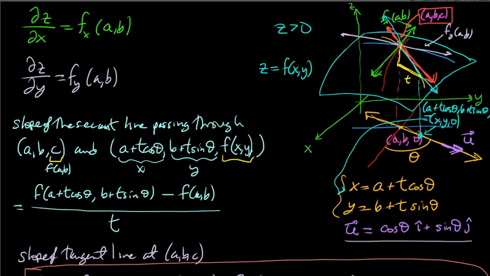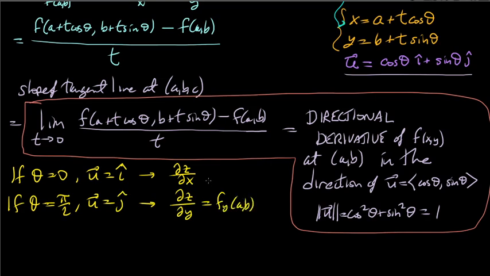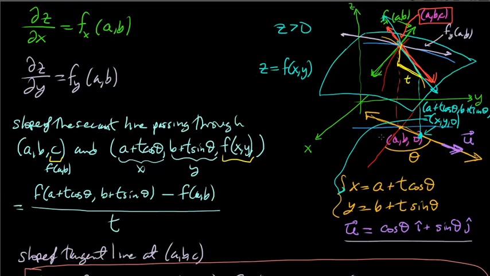It's this little red line in the xy plane, not to be confused with the red line that we're finding the slope of the tangent line of. And if theta is, say, pi over 2, 90 degrees, then the unit vector u is just the vector j, in which case the directional derivative is just the y partial of z. At a, b, of course. We should have mentioned that. So at that particular point a, b.